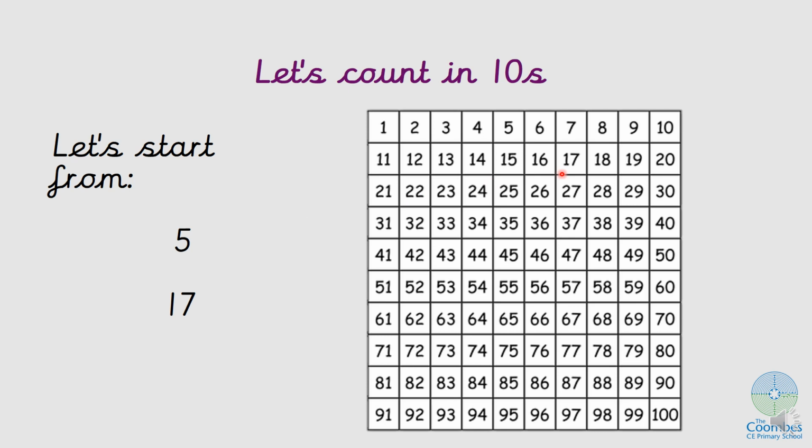17. Let's find 17. And counting in 10, going down the column. 3, 2, 1, go. 17, 27, 37, 47, 57, 67, 77, 87, 97. Great counting. And our final number is the number 9.